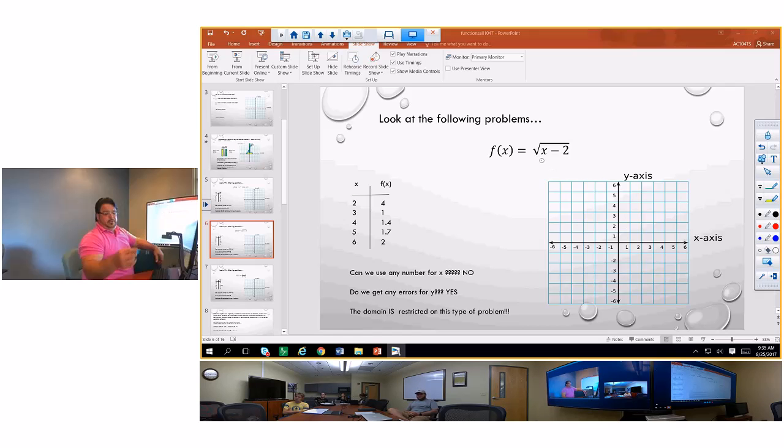And you could take your graphing calculator, x minus 2, that means a horizontal shift of plus 2, which means it looks something like this. Okay? So you could say that your range is from 0 to what? Infinity. Your domain is from 2 to what? Infinity.